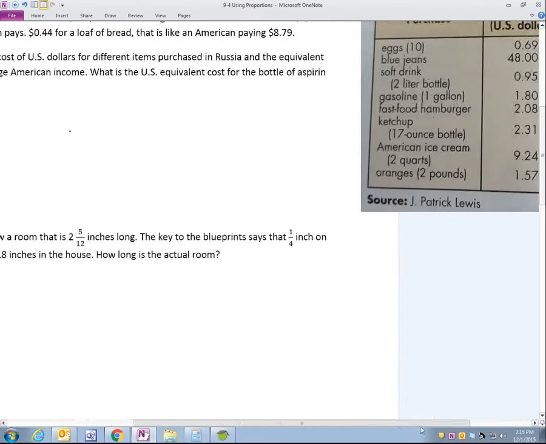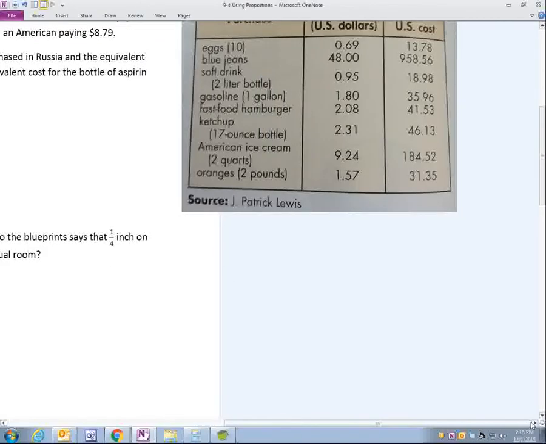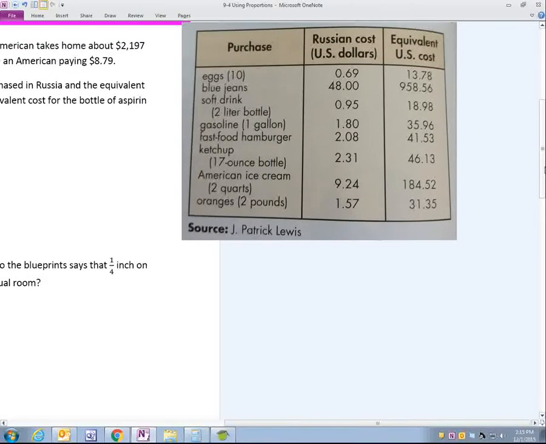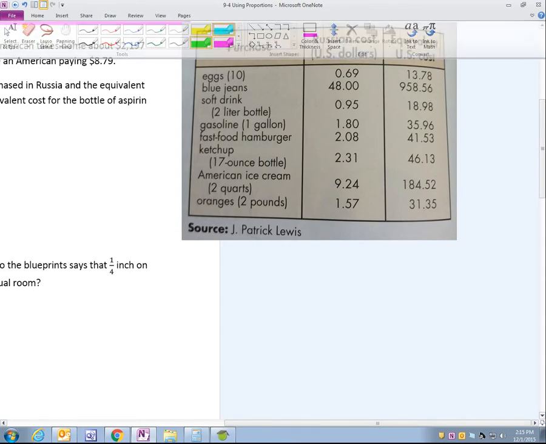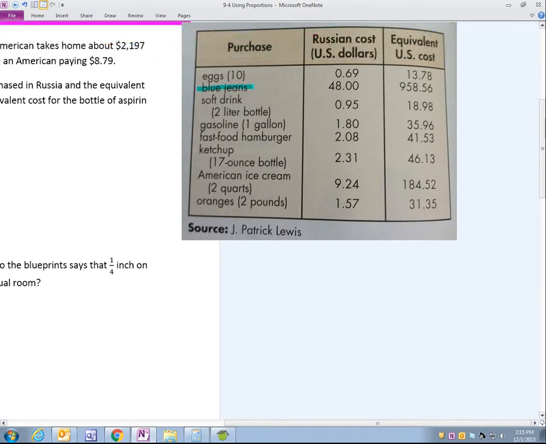For example, it says here, if you purchase blue jeans, the Russian cost in American dollars is $48. What it would put as a hole in your wallet in the U.S. equivalent is $958.56. So that just means that's how much of a month's paycheck would be taken for a single pair of jeans.